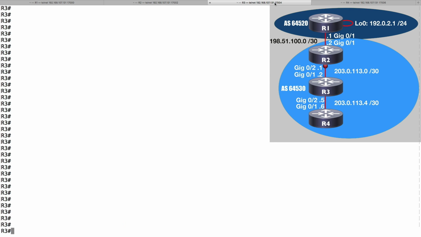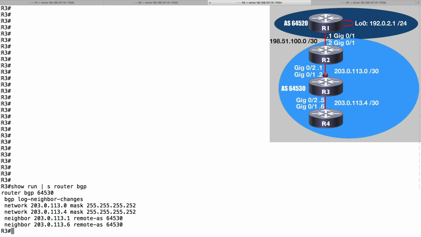Let's go to R3. And I'll give the same command, show run pipe to section router BGP. And as we look at this configuration, something to note, and we saw this back on R2 also, notice that I'm pointing to a neighbor, actually a couple of neighbors, in my own autonomous system. I'm saying here's the remote AS, but the remote AS of 64,530 is actually the same autonomous system that I'm in. That means they're iBGP neighbors, or internal BGP neighbors. They're within my autonomous system.